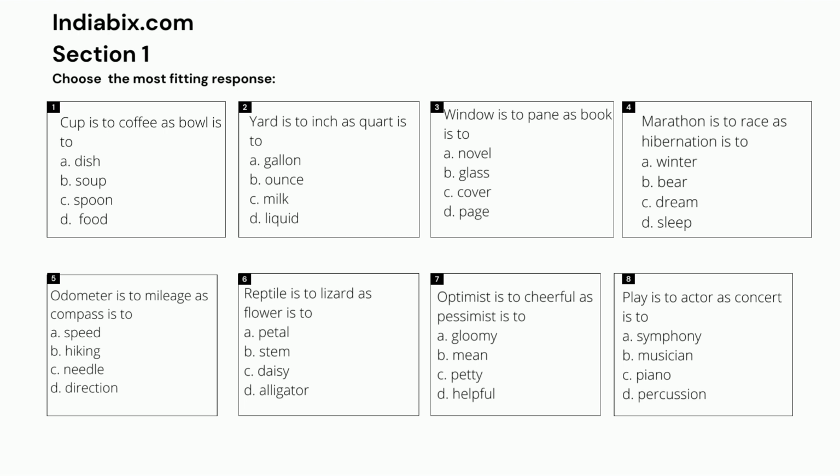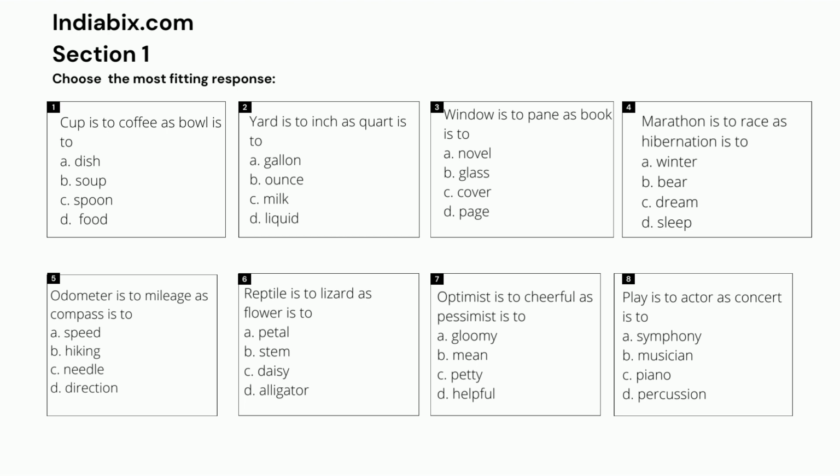Okay, that's awesome. So a yard is a larger measure than an inch. A yard contains 36 inches. A quart is a larger measure than an ounce. A quart contains 32 ounces. Okay, so that's why we would choose B, which is the ounce.